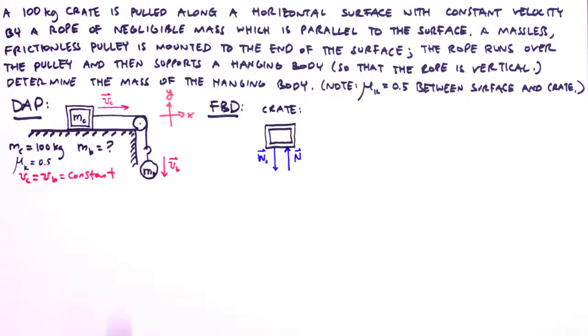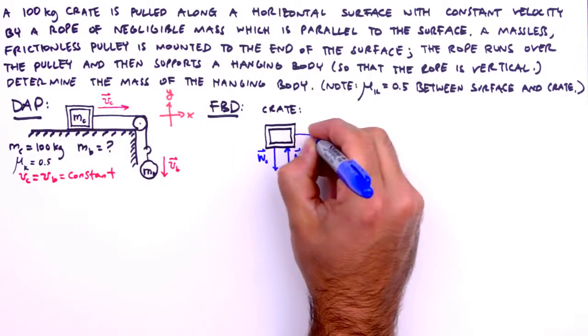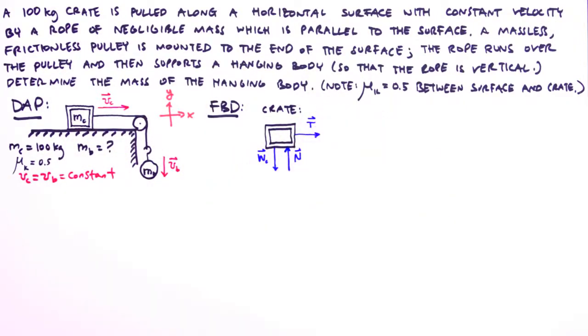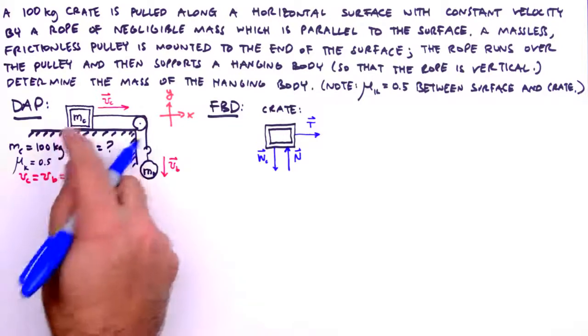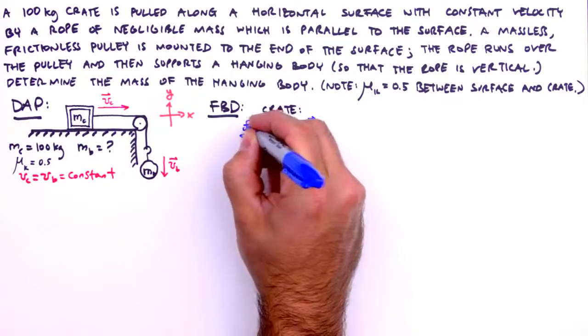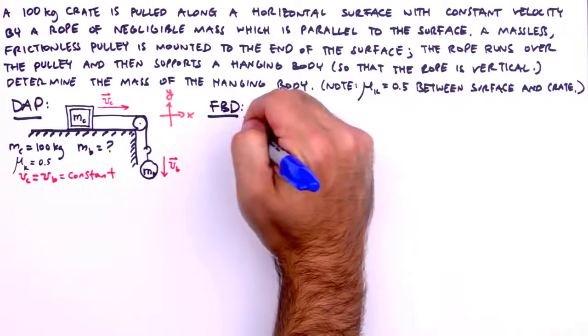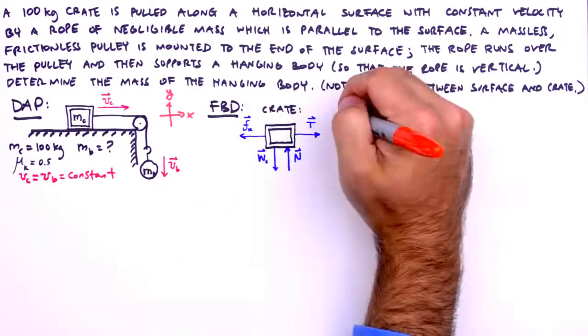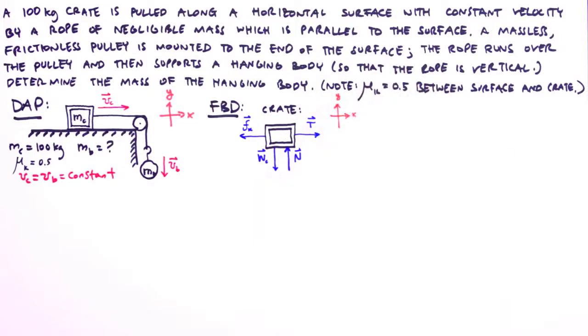The rope is pulling our crate to the right, so we'll indicate this tension force with a T. Kinetic friction is present, and that always opposes motion, so we'll draw its force vector opposite the velocity of the crate, to the left. Oops, forgot the K. Let's also not forget to draw our coordinate system.